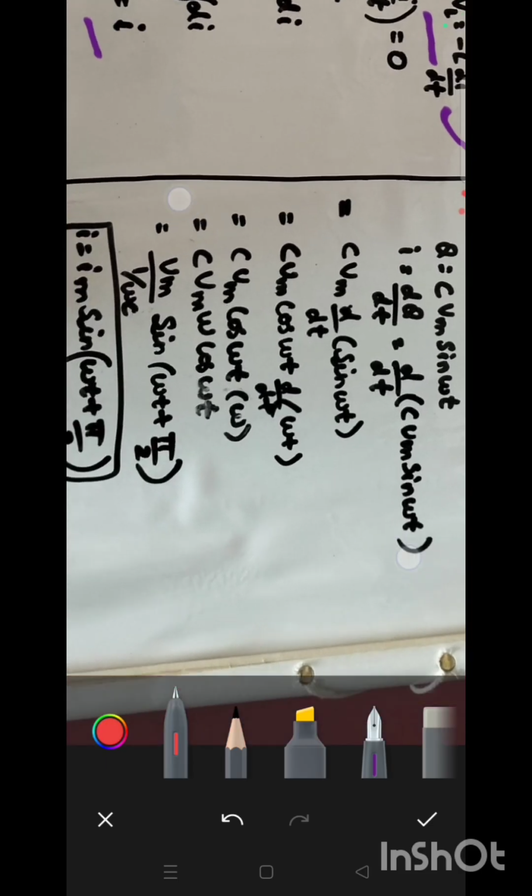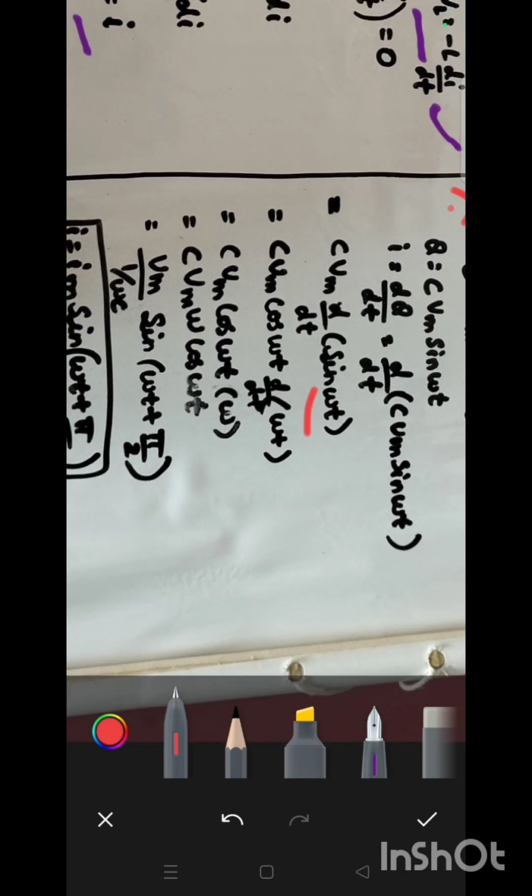We know the simple differentiation formula, differentiation of sin omega t will be equal to cos omega t, and we have to differentiate the inner function, that is omega t. D by dt of omega t will be obviously omega. C Vm cos omega t into omega, C Vm omega cos omega t. Here we have Vm C omega. How do we end up to I? We need to simplify voltage to get current. So we know Xc is equal to 1 by omega c.